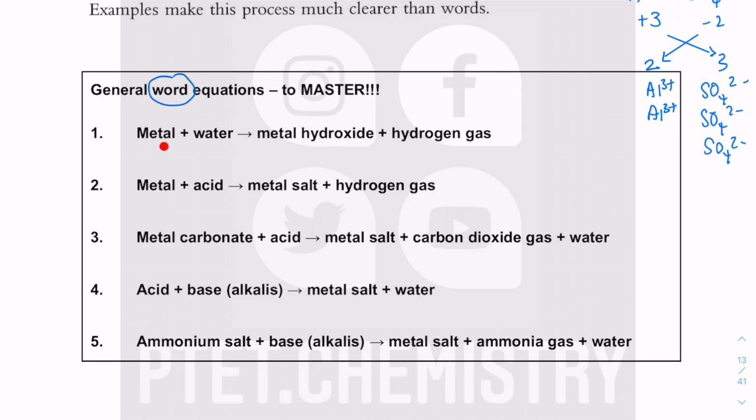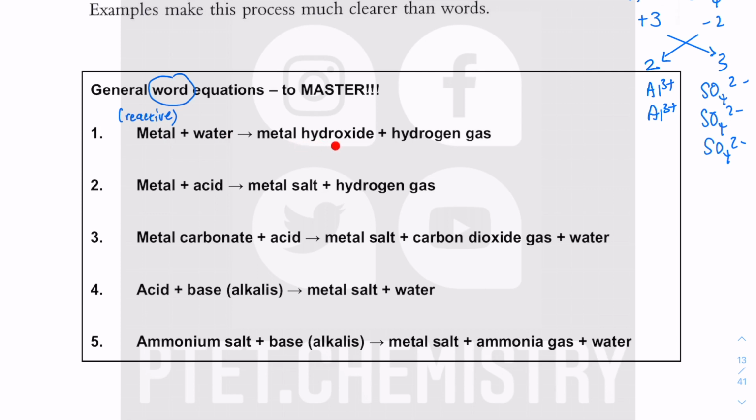When you're a metal, a reactive metal, I must say, it's not every metal that will react with water. Later on, when we do chemistry on metals, you will see that it's only the reactive metals that will obviously react. The non-reactive metals don't show much reaction at all. Metal plus water will give you metal hydroxide.